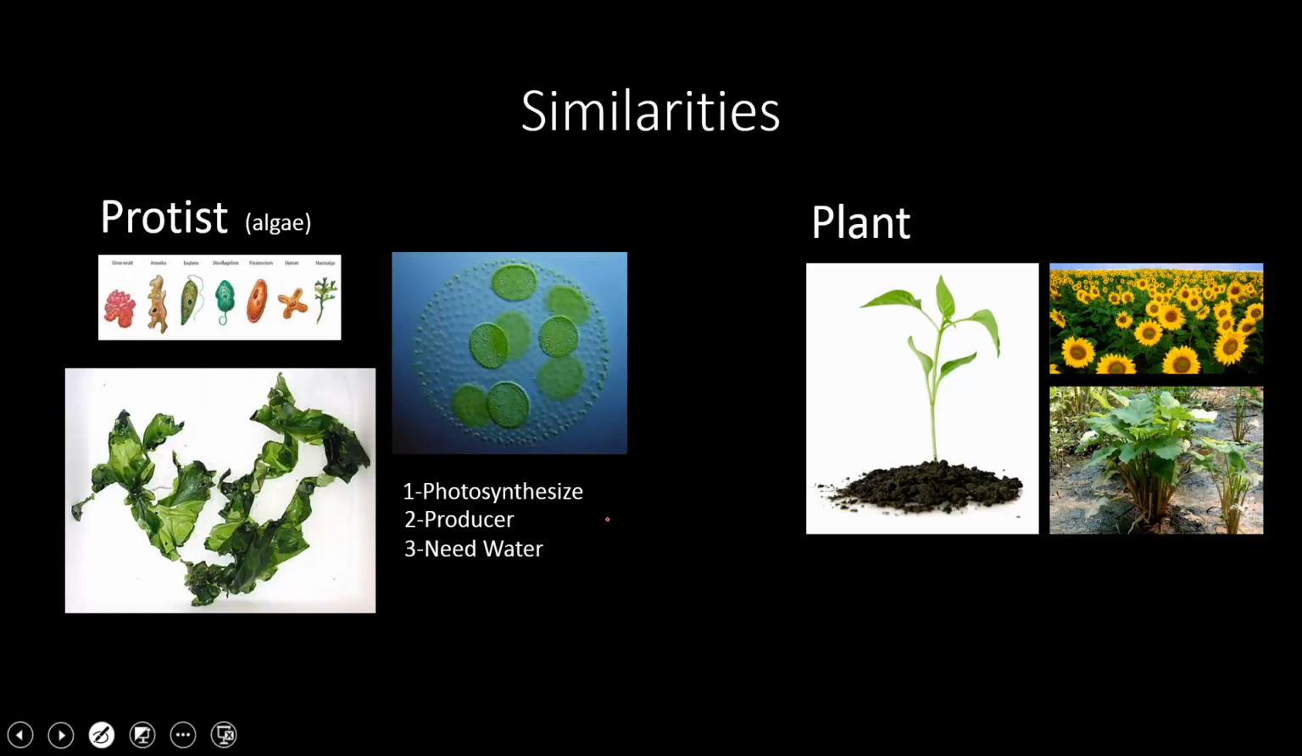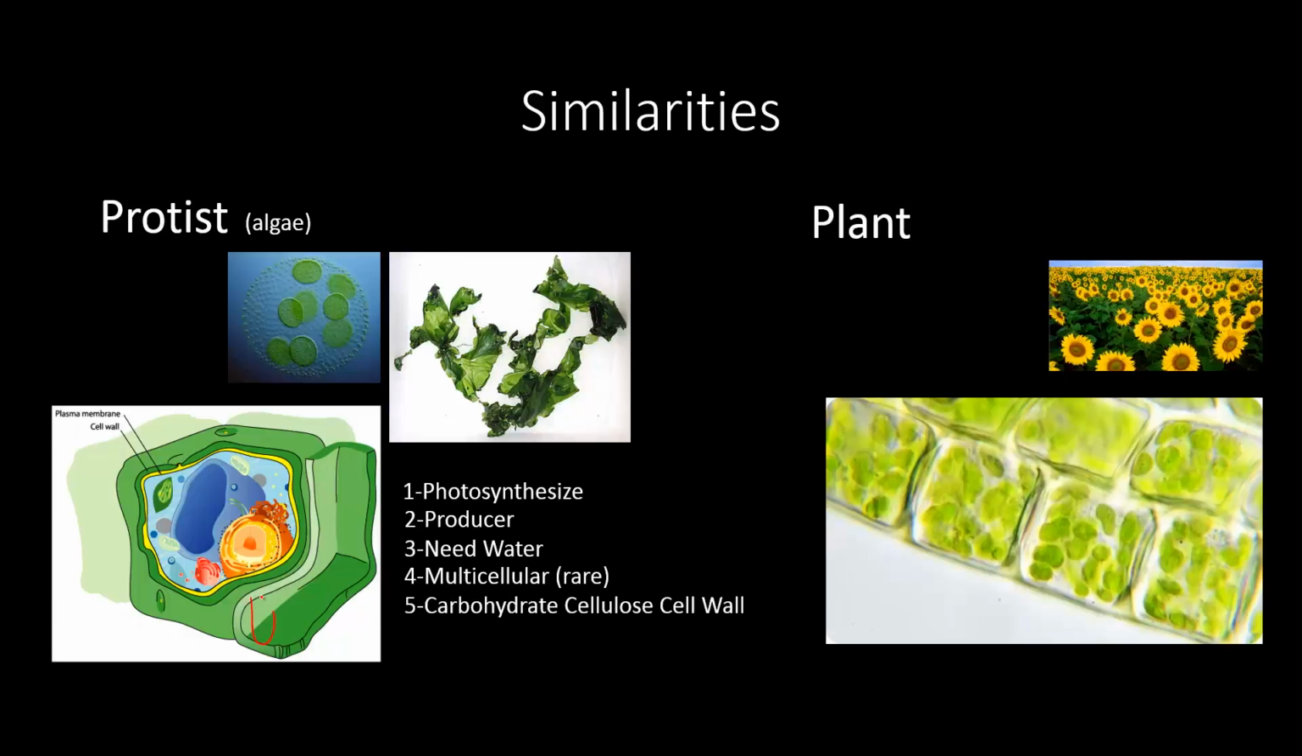In some cases, algae can also be multicellular like plants, like this kelp we see here. They also have the same carbohydrate cellulose cell wall, and they're both eukaryotes.